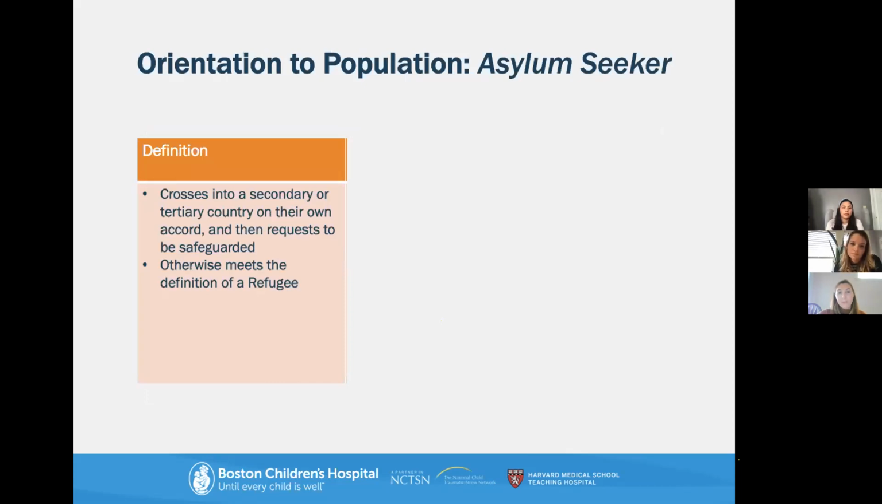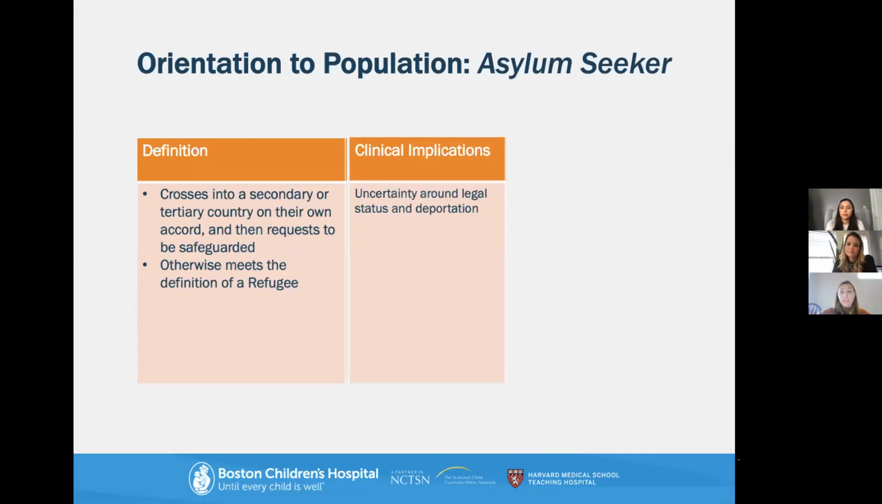Asylum seeker. The way I like to think of the definition of asylum seeker is one who crosses into a secondary or even a third country of their own accord. No one is formally arranging it for them, and then they request to be safeguarded. You're claiming and petitioning for asylum. After that's done, you're otherwise meeting the definition of the refugee for one of those 5 pieces that I just mentioned: well-founded fear of persecution for race, religion, nationality, membership of a particular social group, or political opinion. An example of this may be a person fleeing different countries in Latin America, making their way to the US-Mexico border and claiming asylum once crossing over the border.